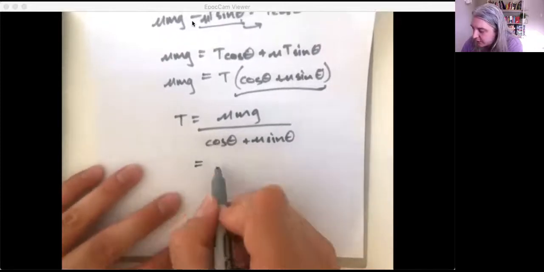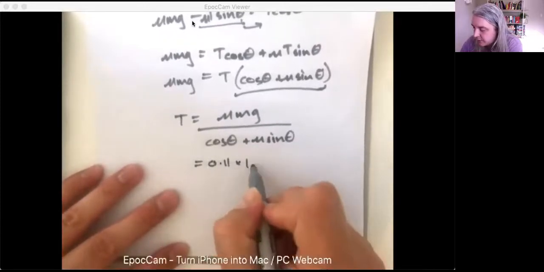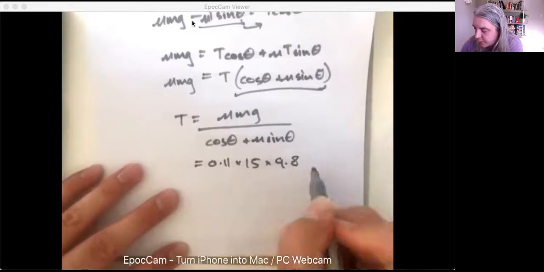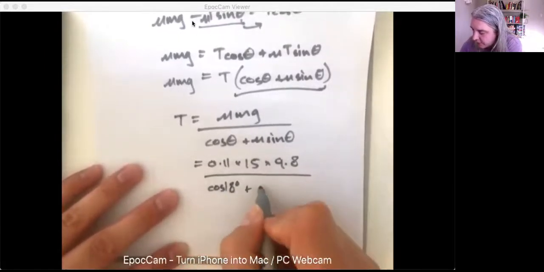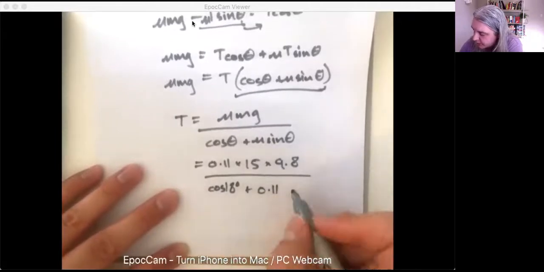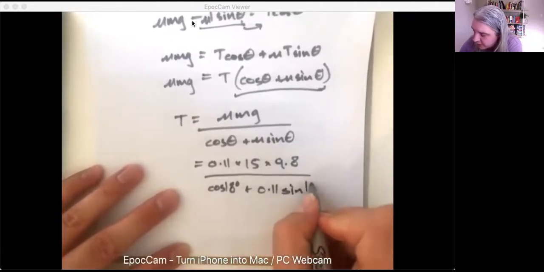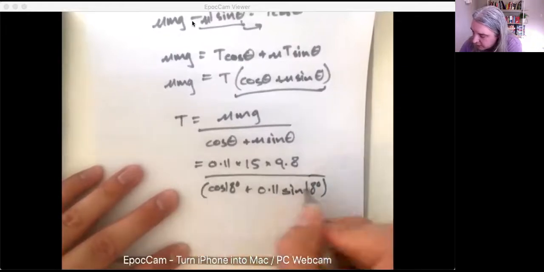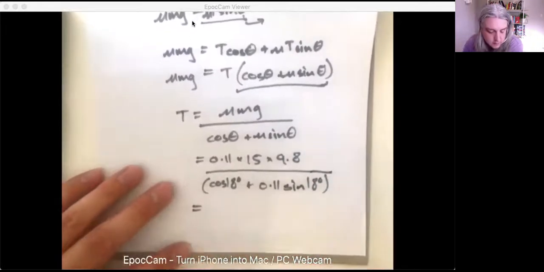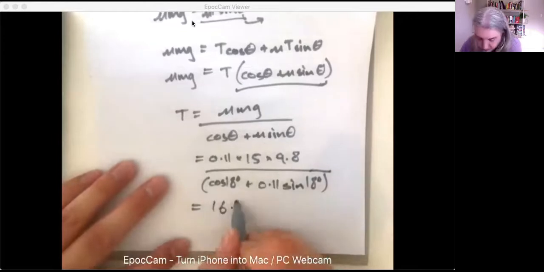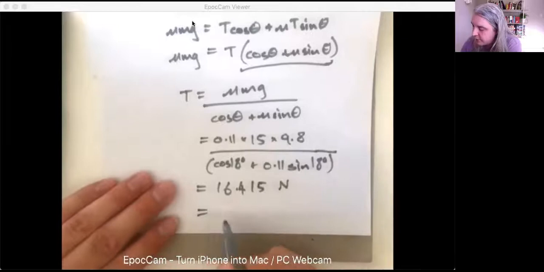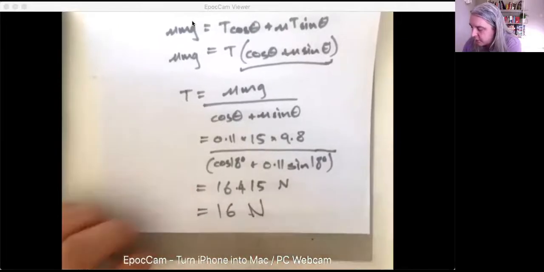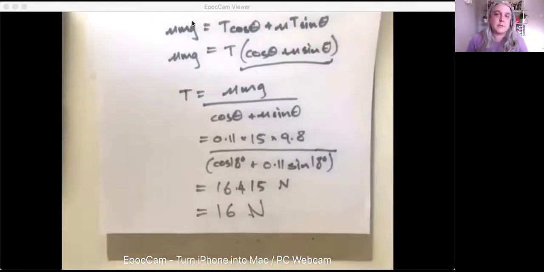So mu was given to us as 0.11, the mass was given to us as 15, we know gravity is 9.8, going to divide by the cosine of 18 degrees plus 0.11 again for that mu showing up again, times the sine of 18 degrees. So we can then do that calculation, and I did do this one beforehand, and it comes out to 16.415 newtons. Feel free to verify that, and we would then present that as just 16 newtons because all our inputs were only given to 2 SF, so we would only want 2 SF as our output.